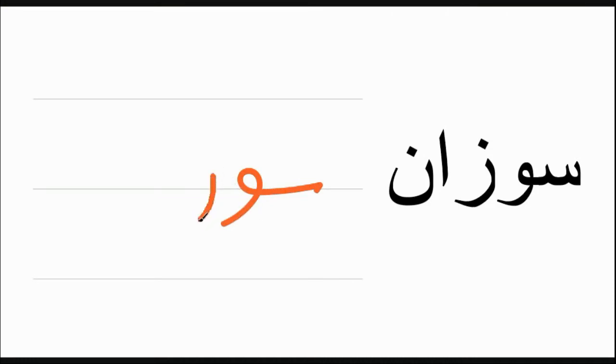Then we trace the letter Zai. Zai also doesn't join. Then Alif, which also doesn't join, and then we finish with a final Nun. Then we add in the dots for the letters Zai and Nun. And here we have the name Suzanne.